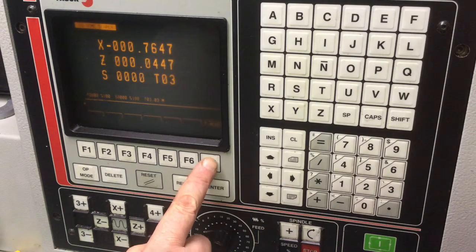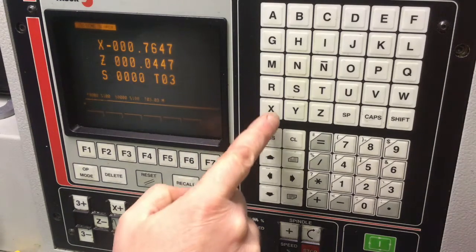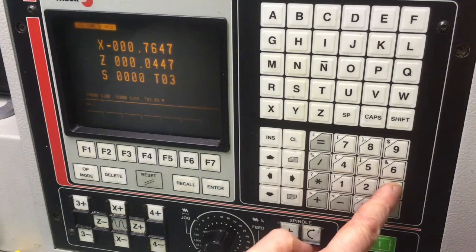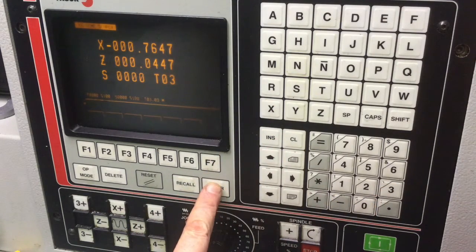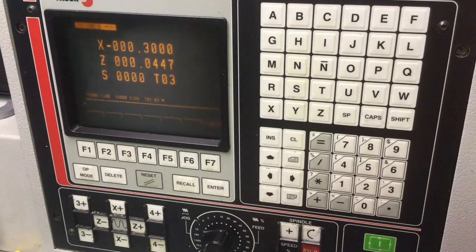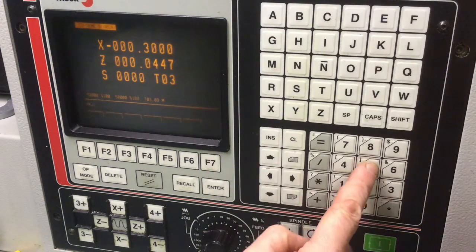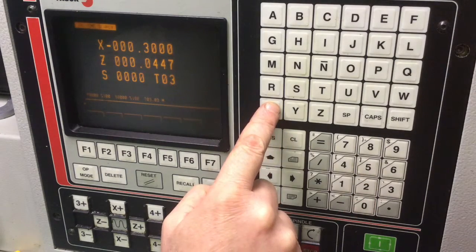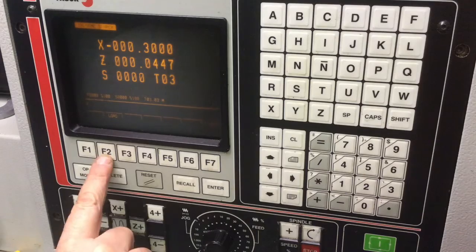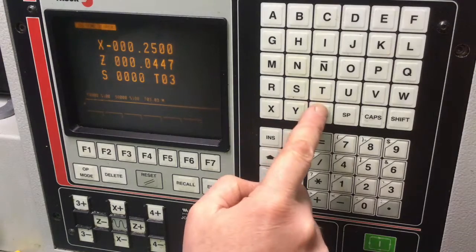So I'm going to say tool measure. Tool measurement flashes. I'm going to say X minus 0.300, enter, X load. All right, I did that wrong. It's quarter inch stock. X minus 0.250, enter, X load is F2. Okay, I corrected my mistake. Z is negative 300. Z minus 0.300, enter, Z load.